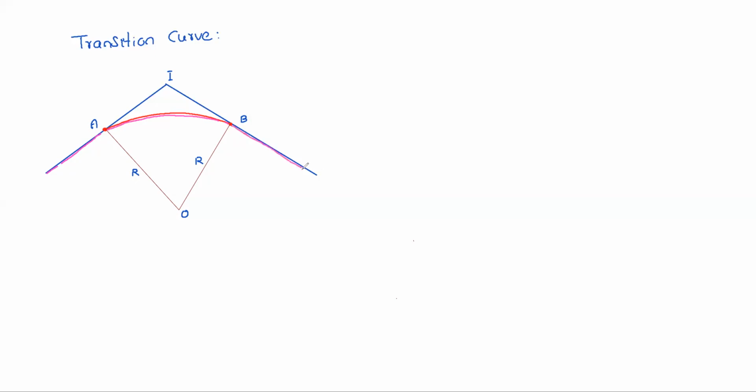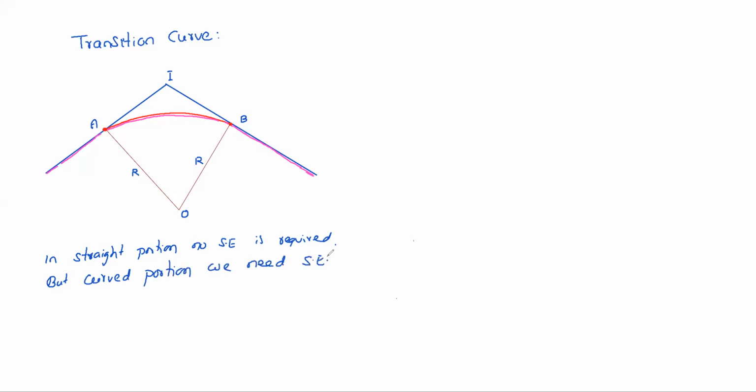Okay. So if you want to provide it like this, see, in the straight portion we don't want any super elevation or extra widening. In the straight portion, no super elevation is required, right? But in the curved portion we need super elevation. So super elevation, you know, the outer edge will be raised.